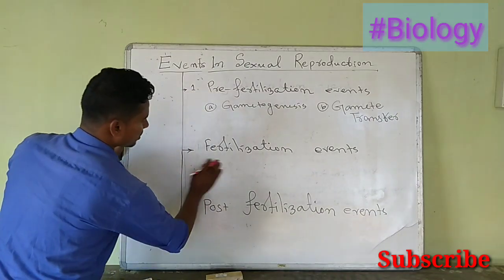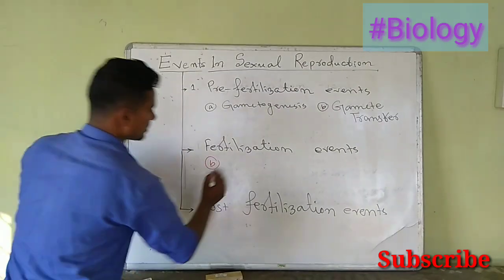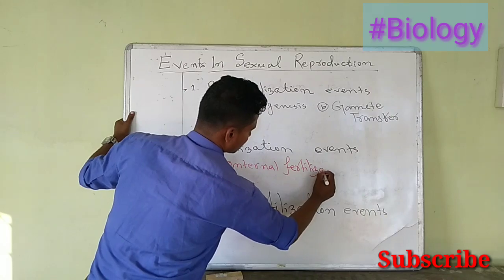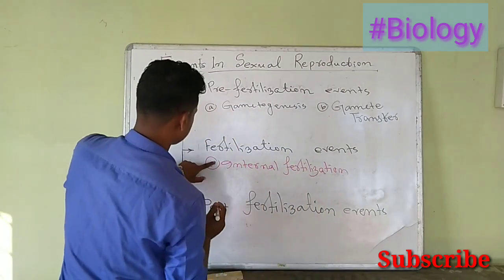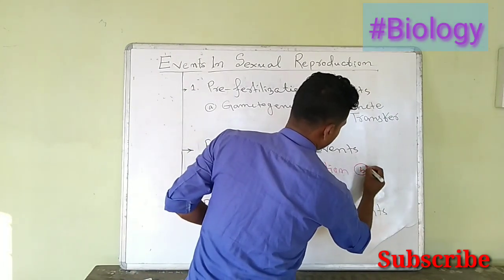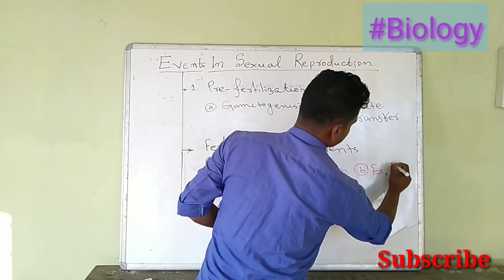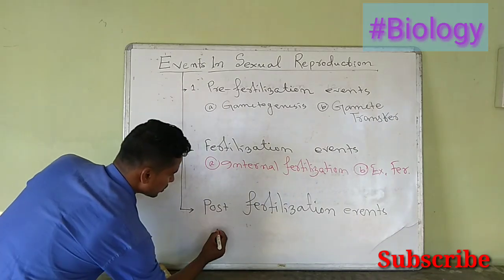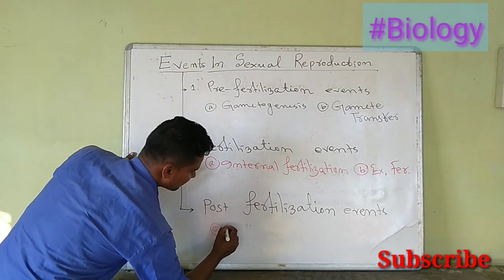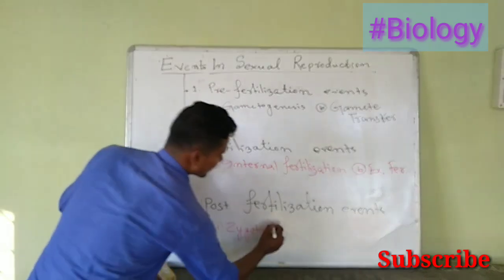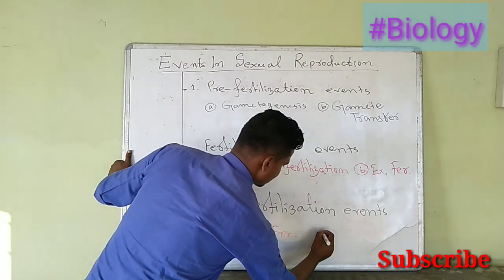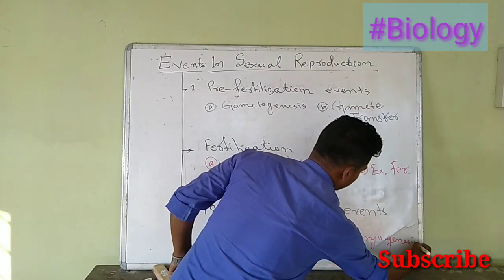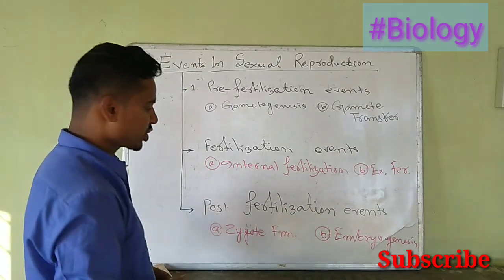Likewise, fertilization events also can be categorized into two sub-parts: internal fertilization and external fertilization. Post-fertilization events can also be divided into two sub-parts. The first one is formation of zygote, that means zygote formation, and the second is embryogenesis. Embryogenesis is the process by which embryo formation takes place.